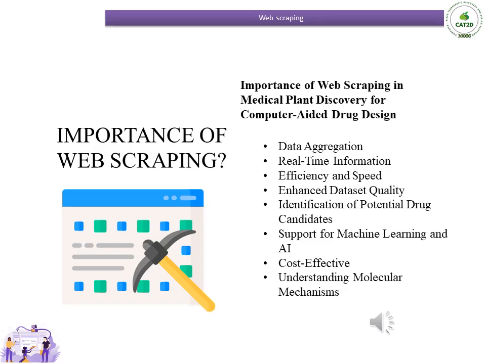What are the importance of web scraping? Number one is data aggregation. The second is real-time information. The third is efficiency and speed. The fourth is enhanced dataset quality, then identification of potential drug candidates, support for machine learning and AI, cost effectiveness, and understanding molecular mechanisms.